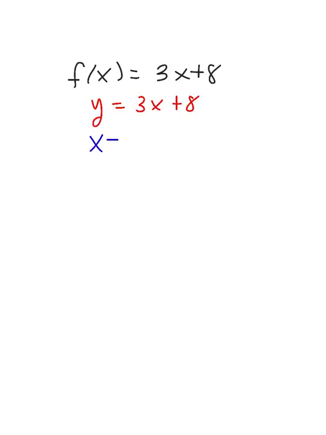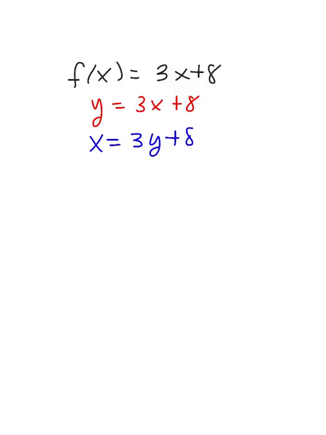So number 3 says, number 2, I don't know why I said 3. Number 2 is to find the inverse of the function. So I have f of x is equal to 3x plus 8. So remember, inverse means to switch x and y. So I switch x and y, I get x equals 3y plus 8.